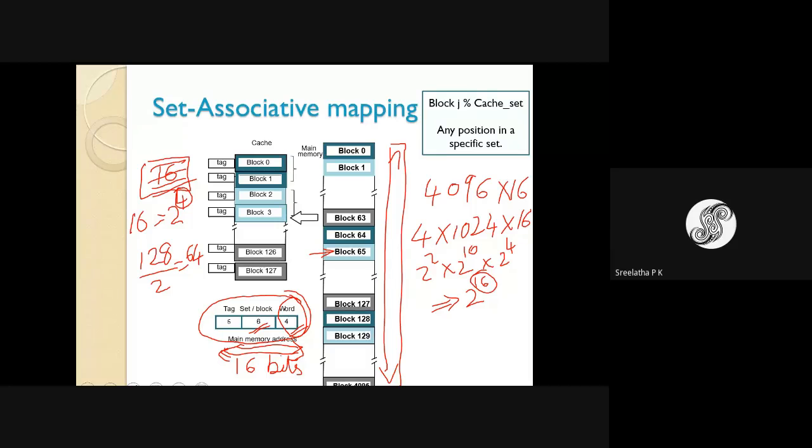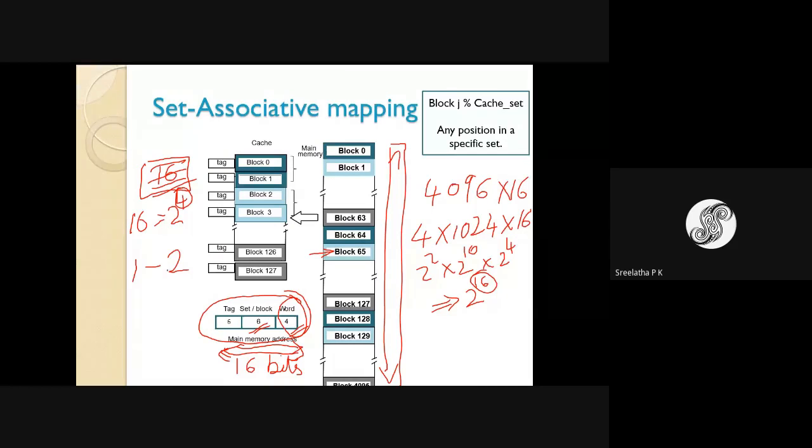Correct, there are 64 sets. How do I know that it is 64 sets? So in each set there are 2 blocks. So in one set there are 2 blocks.